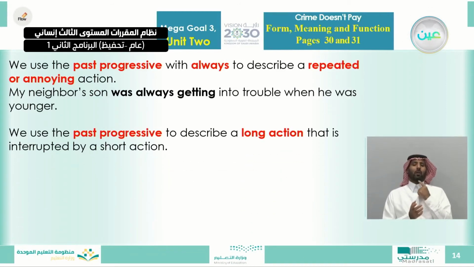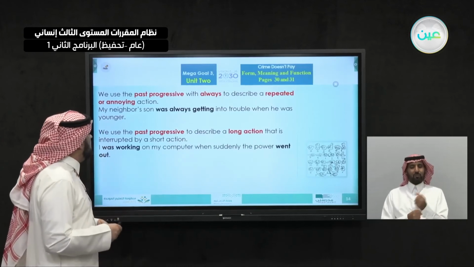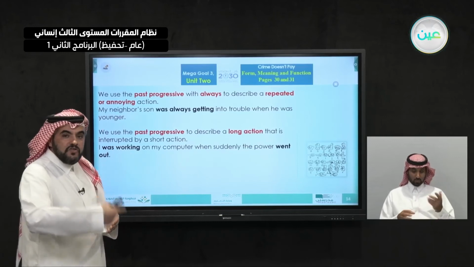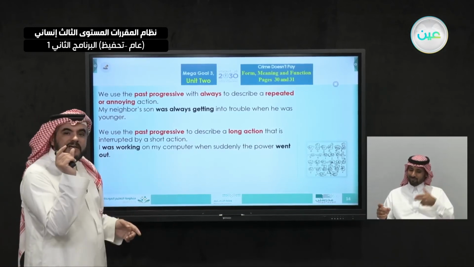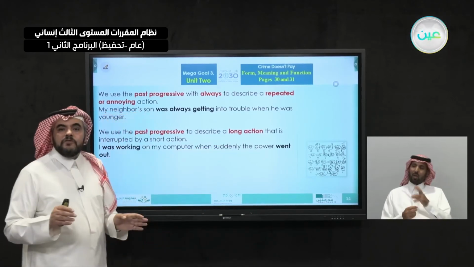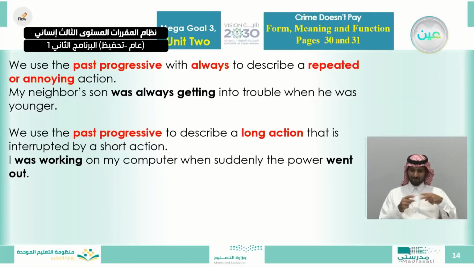Now here is the most important part, when you use the past progressive to describe two actions. Actually, you talk about the past in two actions. The first one is the long action, interrupted by a short action. How? For example, in the sentence, I was working on the computer. That was progressive, happening in the past, continuously. But there was a short action that happened during this action. The power went out. So while he was working, the power went out.